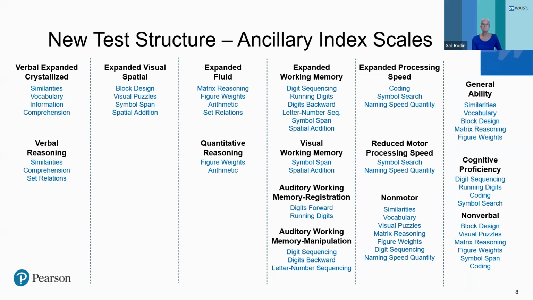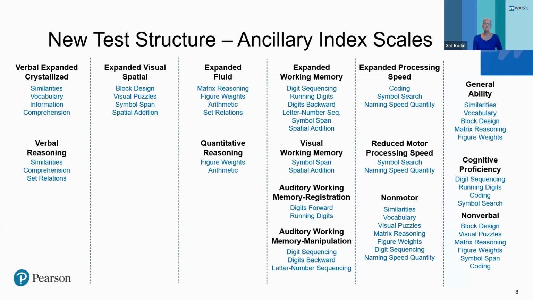And then finally, there are 3 subtests in the expanded processing speed ancillary index scale. Moving back over to the left to verbal comprehension, you'll see we also have a verbal reasoning scale. This is made up of similarities, comprehension, and set relations, which is a new subtest that I'll say more about in a moment. And this, of course, is looking at the ability to use verbal information to reason and problem solve.